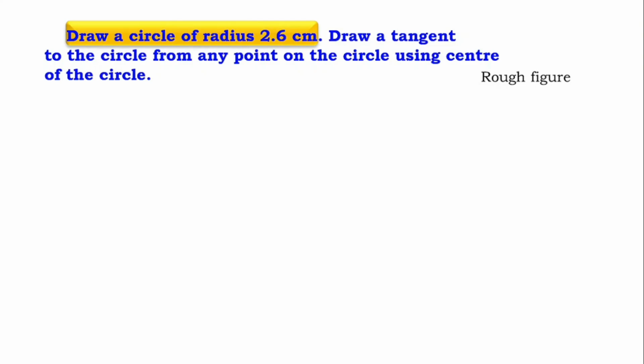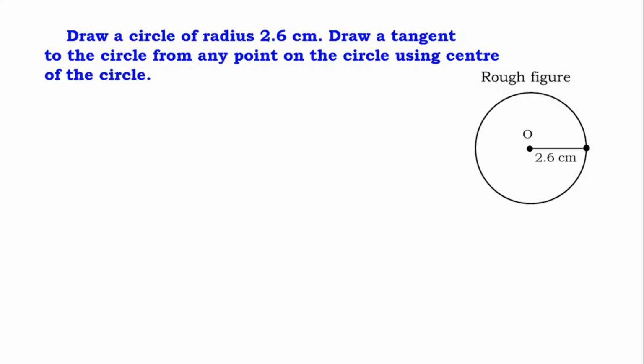Draw a circle of radius 2.6 cm. So I have drawn a circle with center O and radius 2.6 cm. Draw a tangent to the circle from any point. So I have drawn this line L. So this line L is a tangent to the circle with center O.